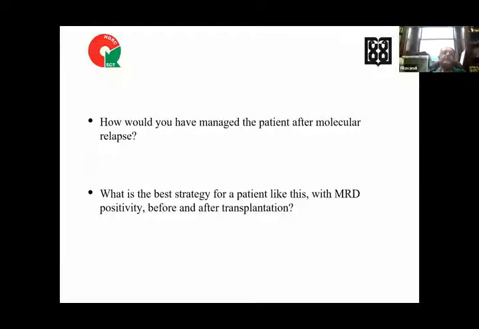Thank you, Professor. I'd like to ask Professor Kebriai, according to your experience, what is the best strategy for a patient like this before and after transplantation?